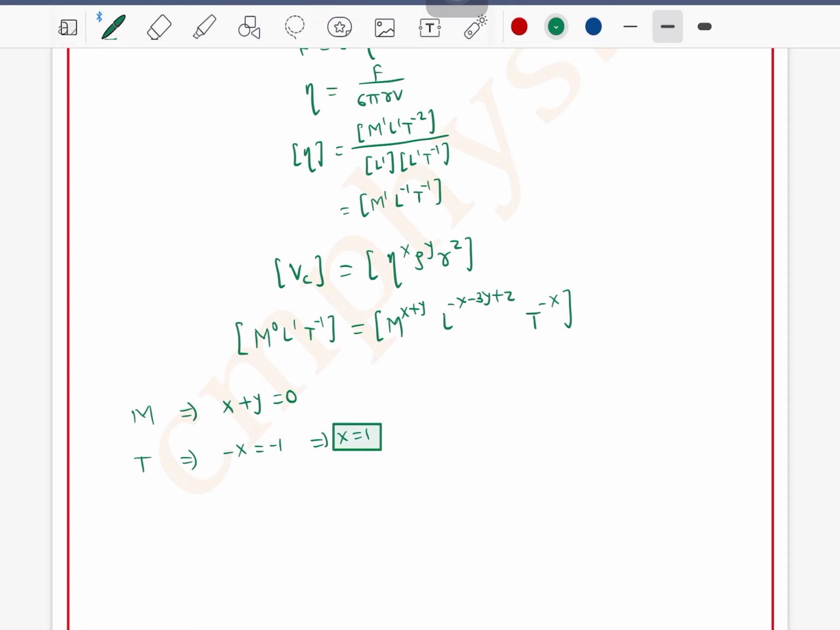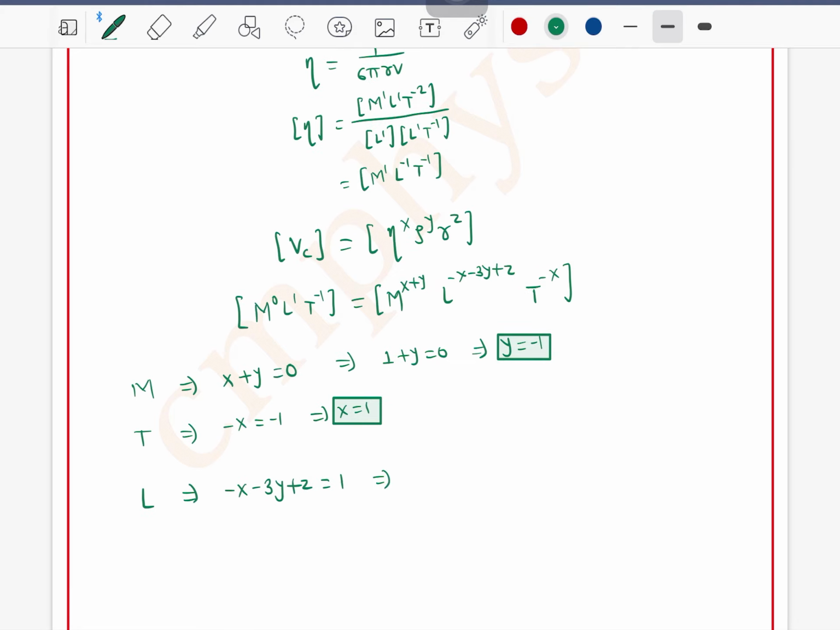If we put the value of x in the above equation, then we get 1 plus y is equal to 0, which means y is equal to minus 1. And if we compare the power of L, then minus x minus 3y plus z is equal to 1. The value of x is 1 and y is minus 1, so minus 1 minus 3 into minus 1 plus z is equal to 1. So minus 1 plus 3 plus z is equal to 1. Moving the 2 to the right side, we get 1 minus 2 is minus 1, so z is equal to minus 1.